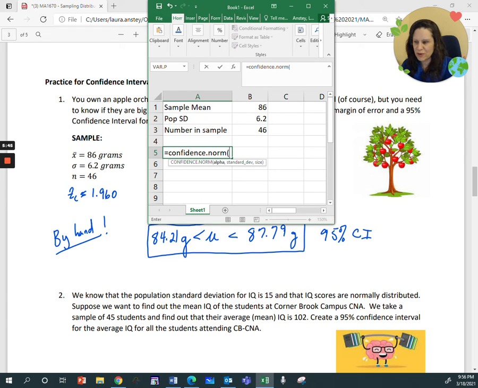Alpha. What the heck is alpha? We haven't done alpha before. I'm going to tell you what alpha is. If we're dealing with a 95% confidence interval, alpha is the 5%. Alpha is kind of like that error. What amount of error are we going to live with? It's 5%. How do we write 5% as a decimal? 0.05, standard deviation. We can either click on the standard deviation here, or we could just type it in. I'm going to just click it here, comma, and what is the size of our sample? It's 46.